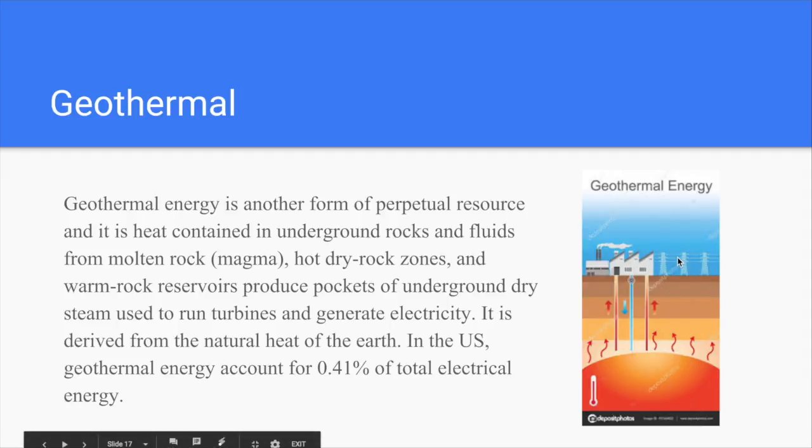In certain spots, hot water or steam is near the surface and can be piped for direct use because the heat can be used directly in some cases, or the steam can be used to power turbines, as I said before.